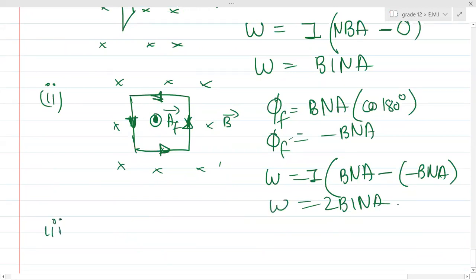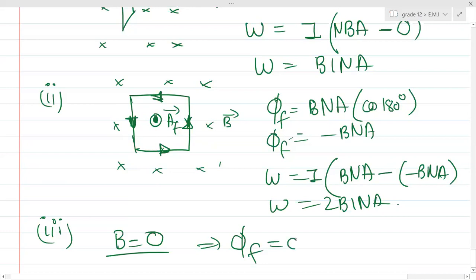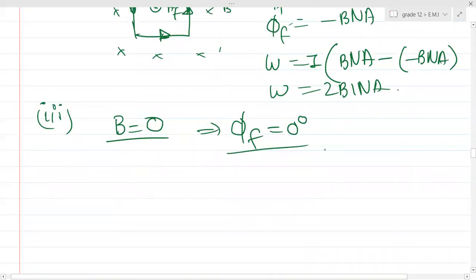Now the third part will be basically you are pulling the loop out of the magnetic field. So the magnetic field is zero. If the magnetic field is zero, automatically the final flux becomes zero. And can you see the answer will be same as the first part? Yes or no? Yes, sir. So I think these questions were easy, right?